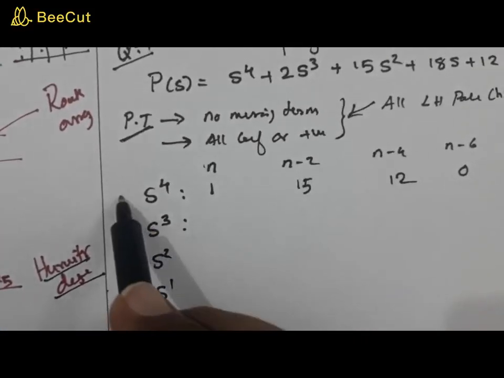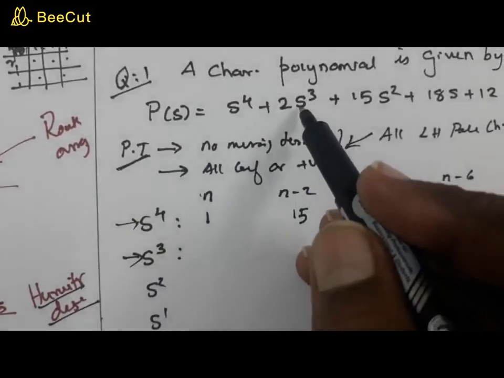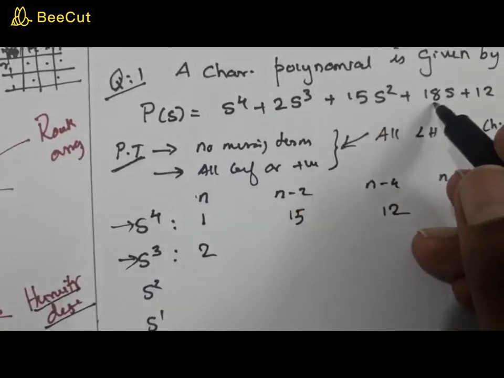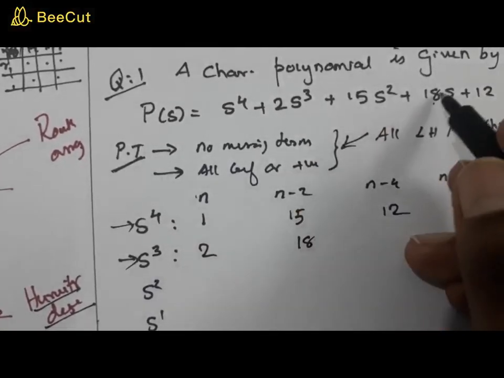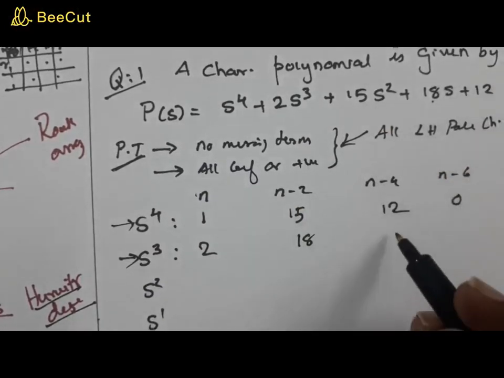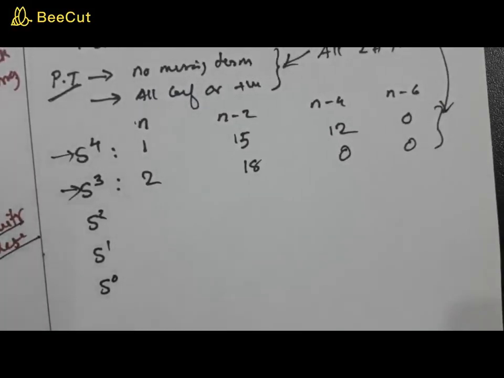Now when you come to the second row, your n becomes 3. Now what is the coefficient of n? N is 2, right? What is the next term? The next term will be 18. The n minus 2th term will be 18. And what will be n minus 4? There is no s raised to minus 1, so all the rest are going to be 0. Now do remember that the first two rows are filled from the given characteristic equation. Okay, hope you got that right.